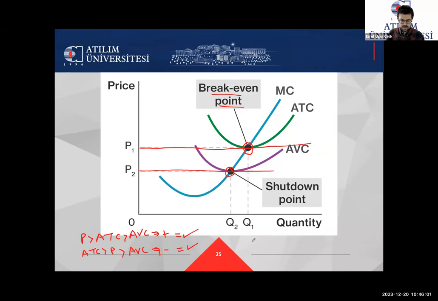I'm going to write over here. When average total cost is greater than average variable cost, which is greater than price, we get negative profit. But this time we can close down our firm because we cannot cover total fixed cost and total variable cost. So exit the firm, exit the market. And in the long run, in perfect competition, profit converges to zero.